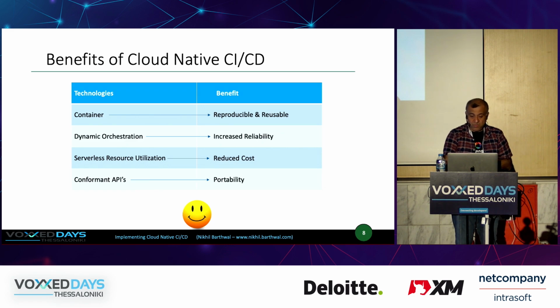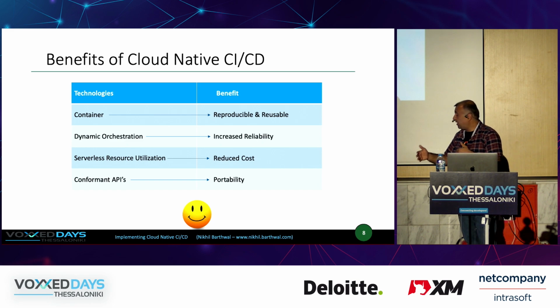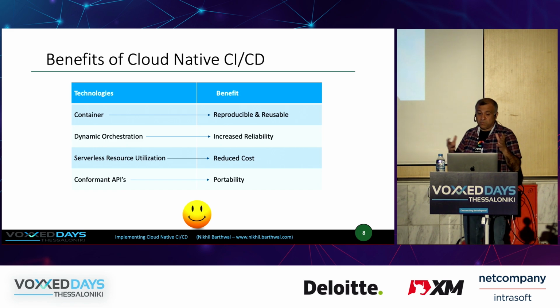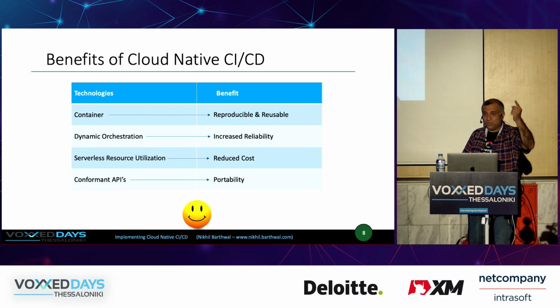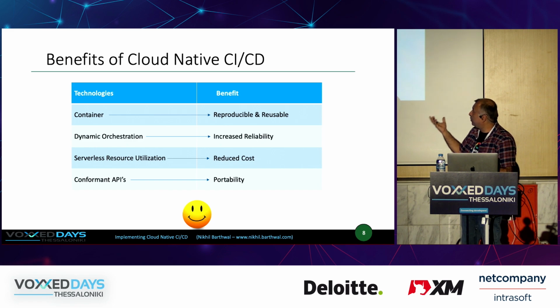And then finally, we want conformant APIs that behave consistently. And the advantage we get is portability. Now we are talking about an environment which can spread across multiple clouds, multiple clusters. So portability is something needed, right? Gone are the days where you have one kind of environment, one kind of operating system, everything very deterministic. Now, things are not like that. So these are some of the benefits that we get using cloud-native CI/CD.